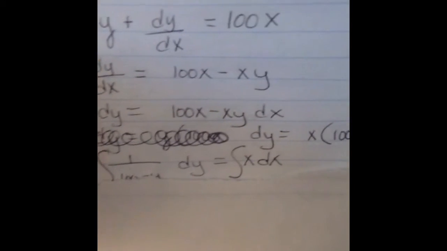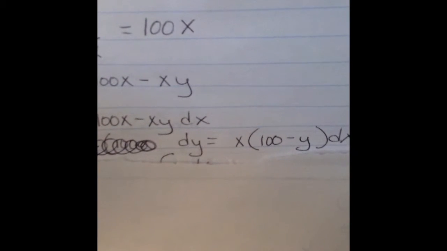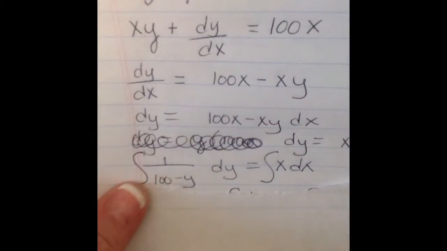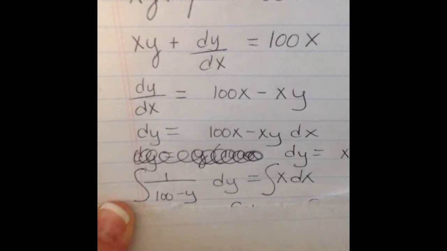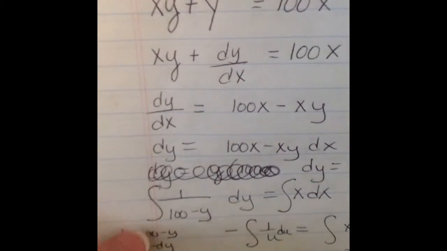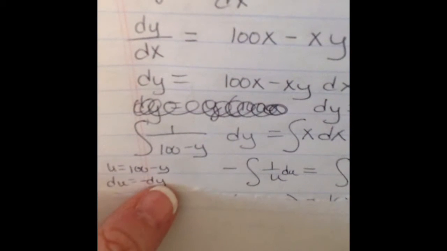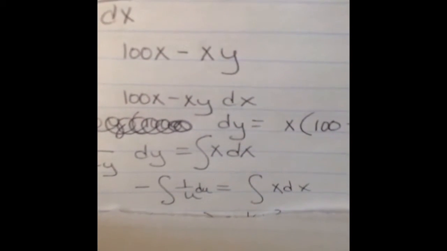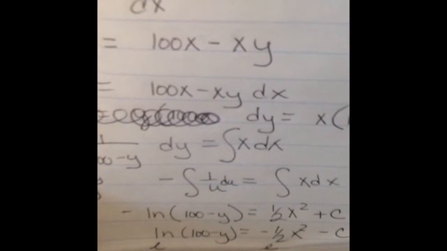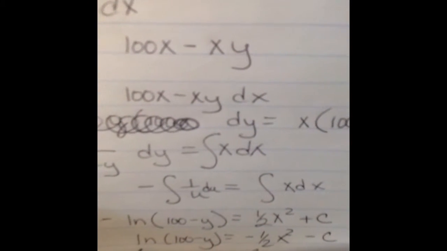And so now we can divide this 100 minus y to the other side. So if you divide that to the other side, you end up getting 1 over 100 minus y dy equals x dx. And then we're going to integrate. So when we do that, we're going to do u substitution. And you get du equals negative dy. So we're going to do negative 1/u du equals the integral of x dx. And when you integrate, you get negative ln of 100 minus y equals 1/2 x squared plus c.